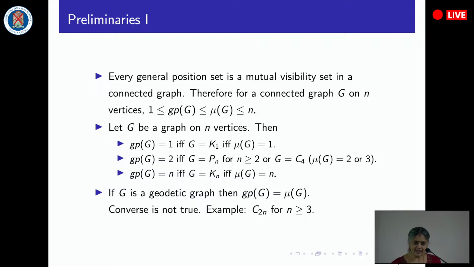Again, equal to n is also characterized. For other values, say given a k between 1 and n, characterizing all graphs which attain GP equal to k, or even mu equal to k, is an open question. For 1, 2 and n, the problem is settled. For n minus 1 and n minus 2, I have seen a paper on arXiv. I haven't gone through the proof given in that paper, and it has not yet been accepted for publication. So we can't say that the problem is settled, but I think that someone has settled the problem. I haven't gone through the proof yet, so I'm not sure, and I haven't included that in the presentation.